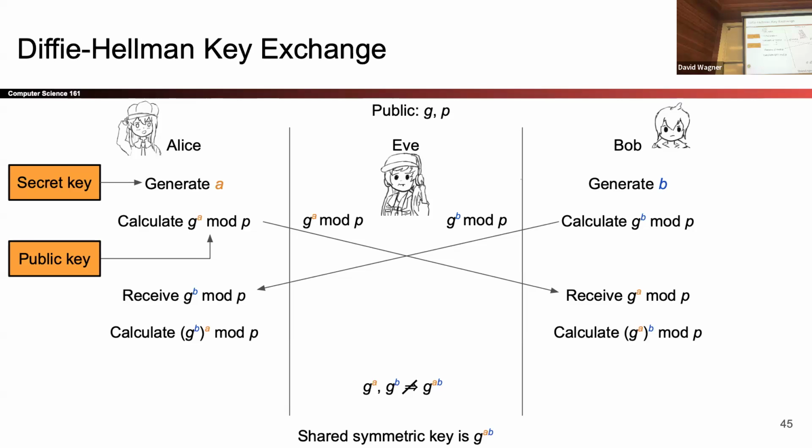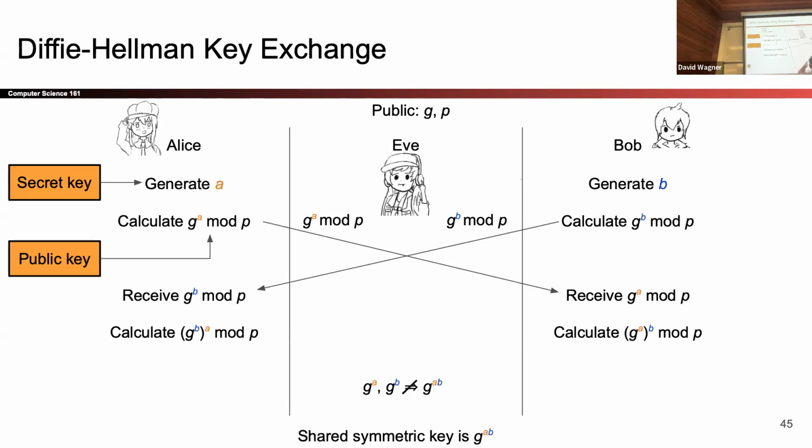Eve does not get to see A or B. She gets to see G to the A, and she gets to see G to the B. Can she compute G to the A times B from these two numbers? As far as we know, no, there's no way to do that. She could take G to the A, multiply that by G to the B, but that doesn't give you what you want. That gives you G to the A plus B power, not the A times B power.